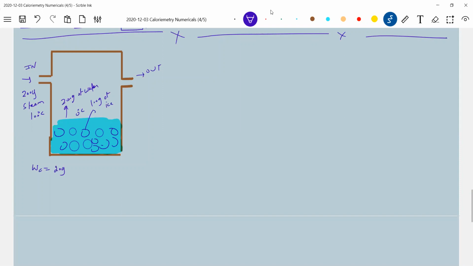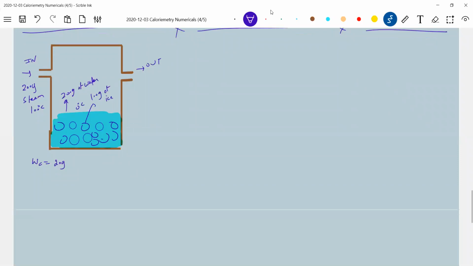So 200 grams of steam at 100 degrees Celsius will enter. So 200 gram of water and 100 gram of ice at 0 degrees is there in the calorimeter. What will be the final temperature and content of the calorimeter? The same ideas here, the water equivalent of the calorimeter will also be brought in.